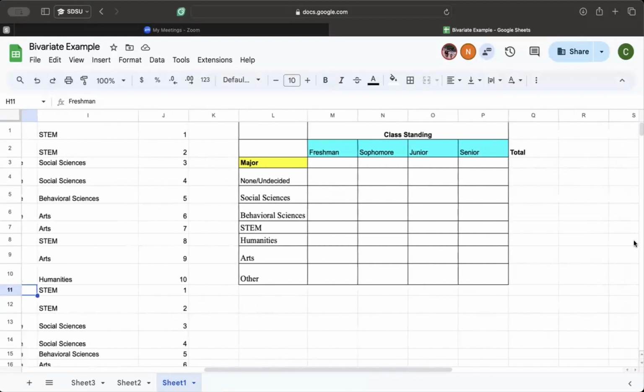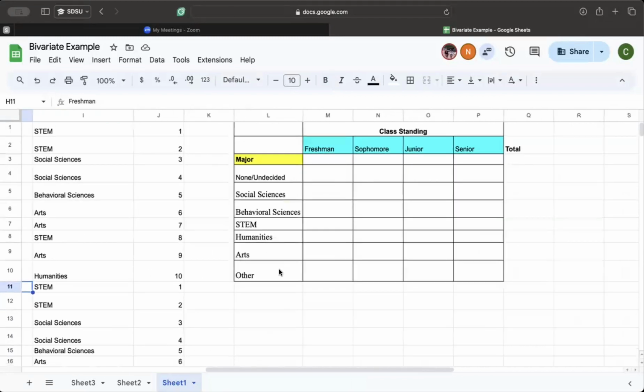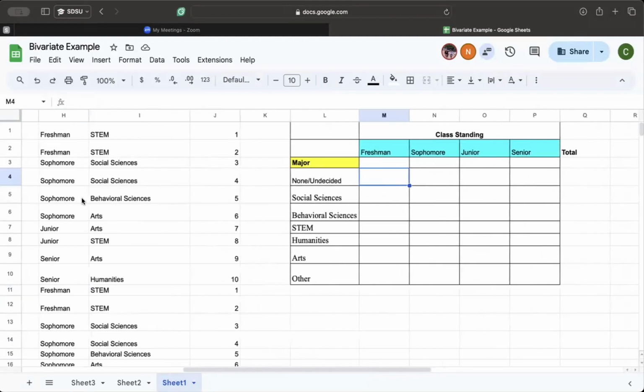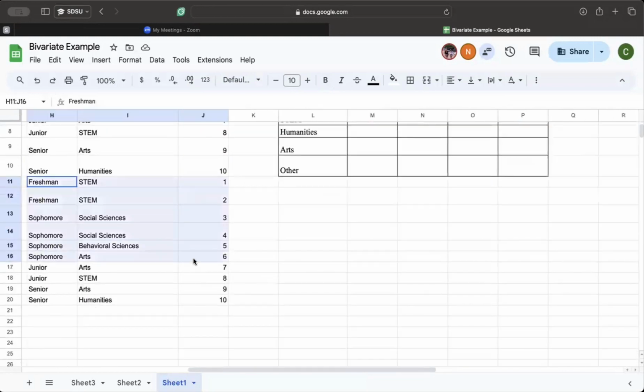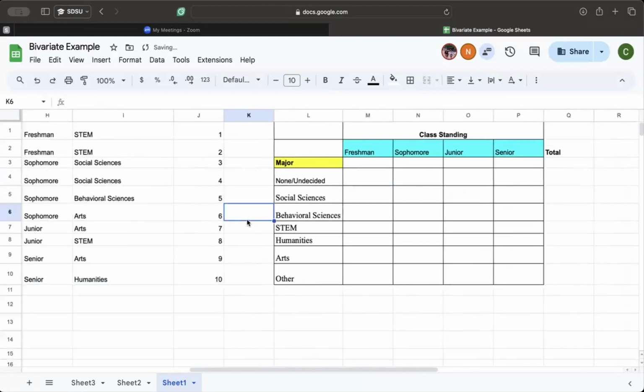So as I'm going through, what I would need to do is actually tally each of them and look at them. So if I'm looking at this, I have over here which participant it is. So participants 1 through 10, freshman STEM, etc. All right, so what I'm going to do is look at, okay, freshman STEM. So I can see there's 1, 2. All right, there's 2 that are freshmen in STEM. So in this case, I'm going to put 2. I may not need to tally it.